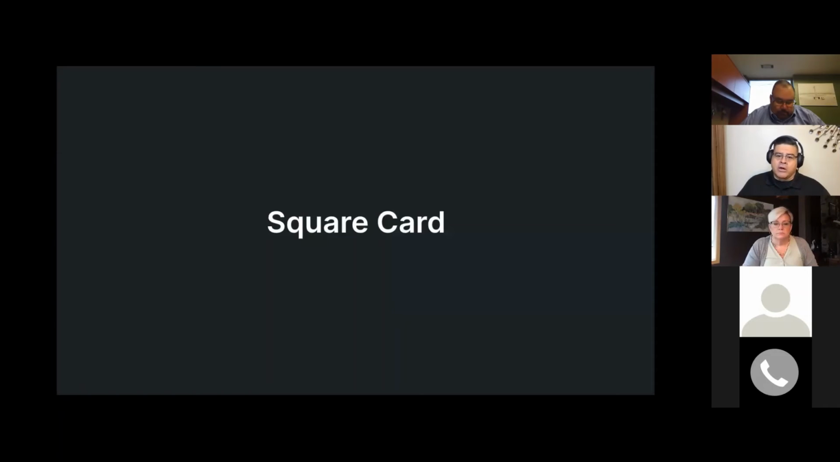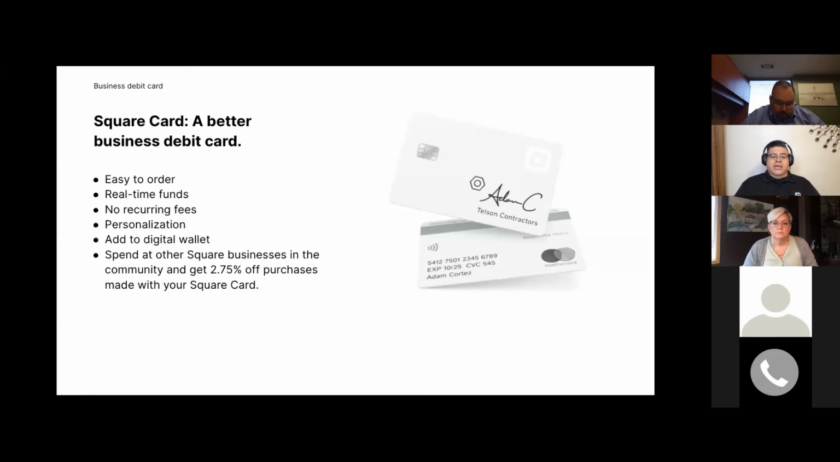So the Square card, right? When you process through Square, usually bank transfers take anywhere from 24 to 48 hours to get your funds deposited. The Square card is a business debit card that gives you real-time access to the money you process every day with Square.